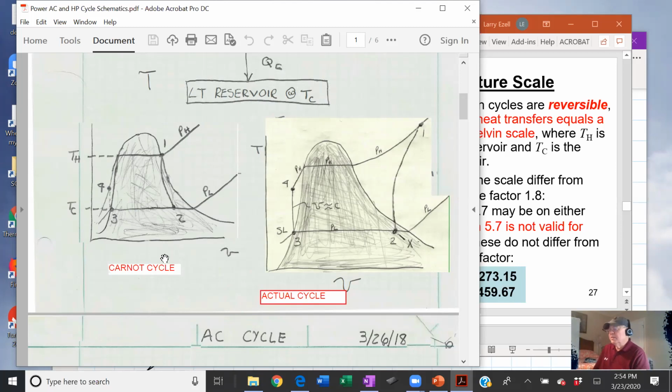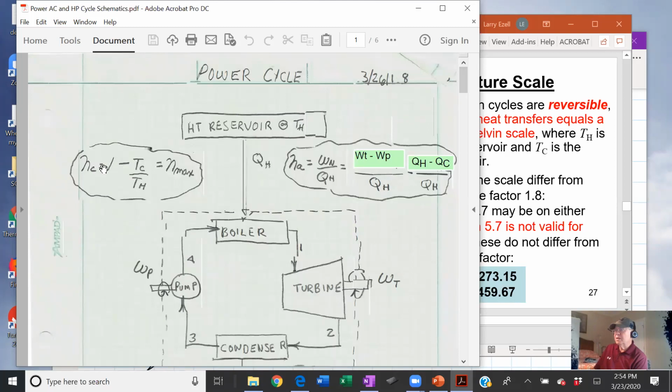The reason the Carnot cycle is important, even though you don't actually do that in a real cycle, is because Carnot showed mathematically that the efficiency of this type of cycle cannot be greater than the Carnot efficiency. And the Carnot efficiency is just 1 minus TC in absolute temperature over TH in absolute temperature.